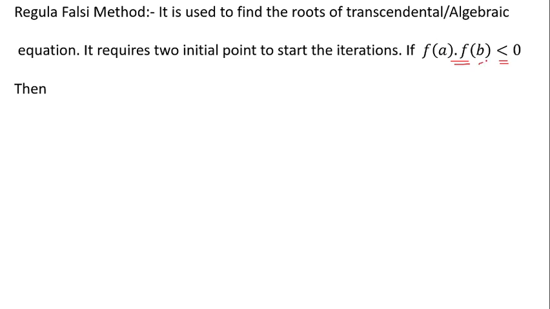Actually this is the intermediate value theorem: if the root lies between two points, then the product of the values of their function is negative. Then we get a formula to find this. x1 is equal to a into f of b minus b into f of a, divided by f of b minus f of a. So this is the formula of the regula falsi method. With the help of this we can find the solution. So be careful, you have to memorize this. There is no other option.